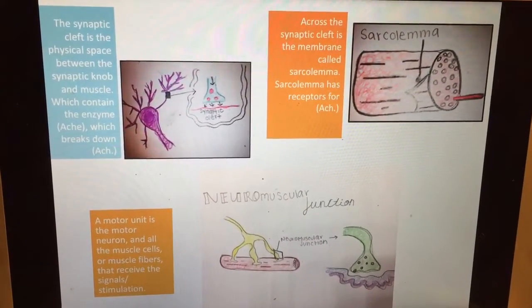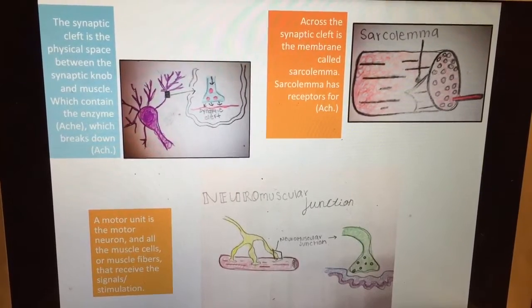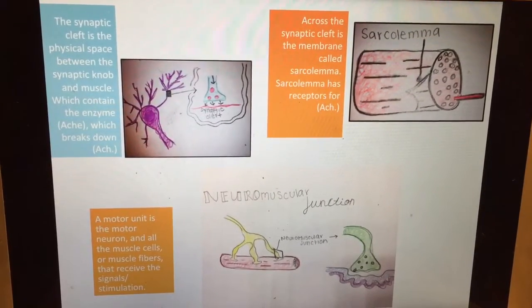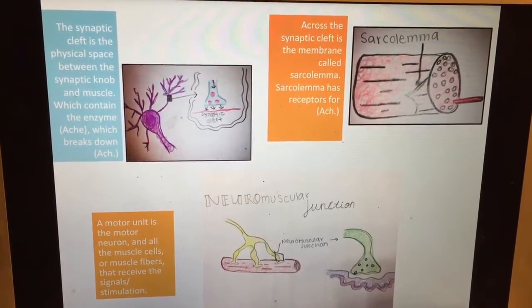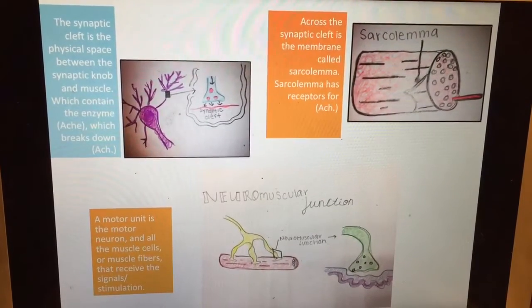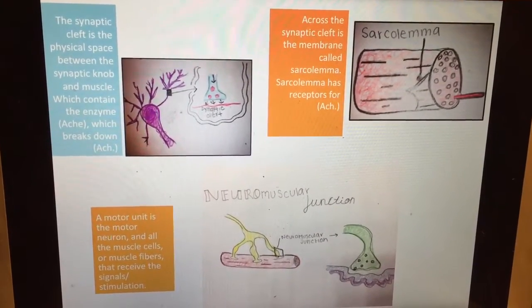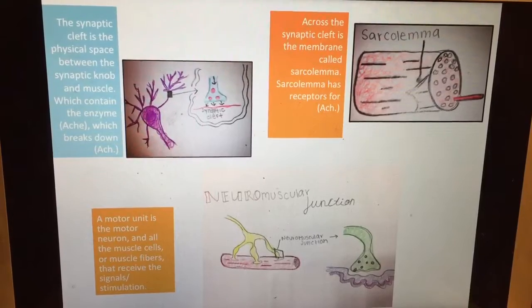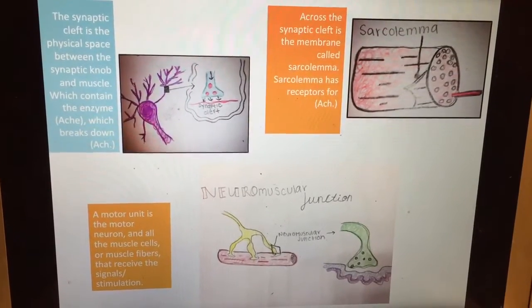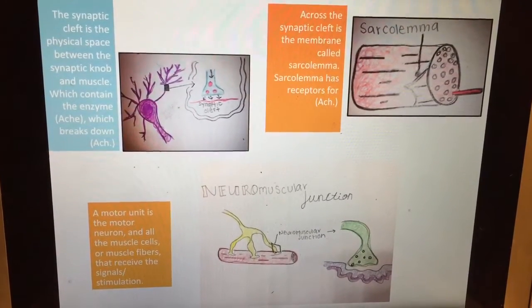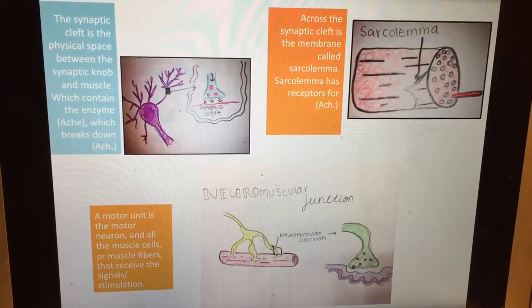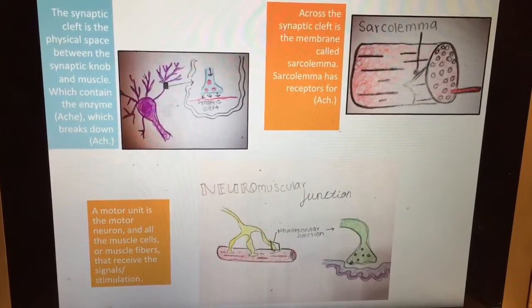The sarcolemma is the thin membrane. The synaptic cleft is below the synaptic knob. The neuromuscular junction is the communication between the motor units.